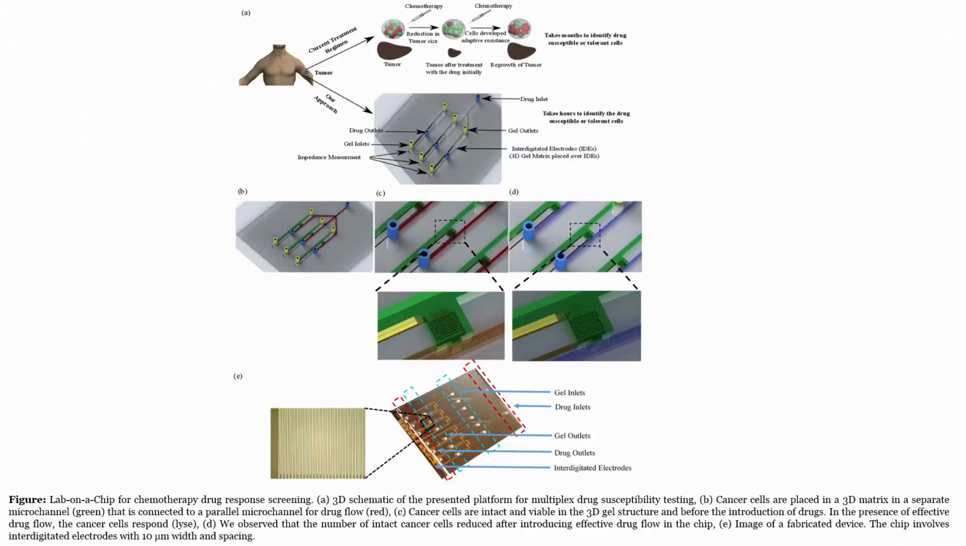So, this is our concept, right. The current treatment regimen is that for a given tumor you give chemotherapy, wait for a certain time, and there will be a reduction in tumor size if the chemotherapy is effective, but the cells develop adaptive resistance and there is a regrowth of the tumor. Now, this whole process to know whether chemotherapy is working or not ideally takes a few months.